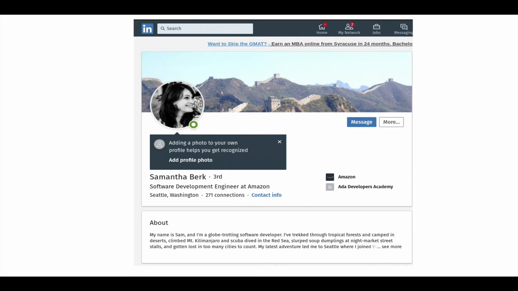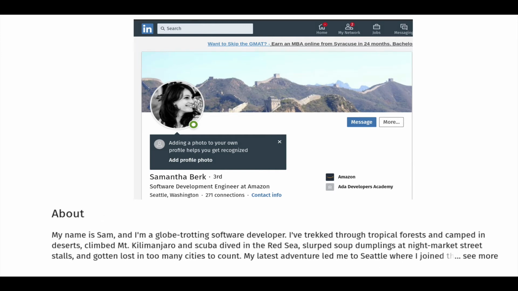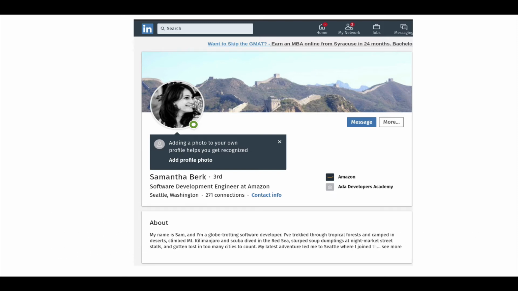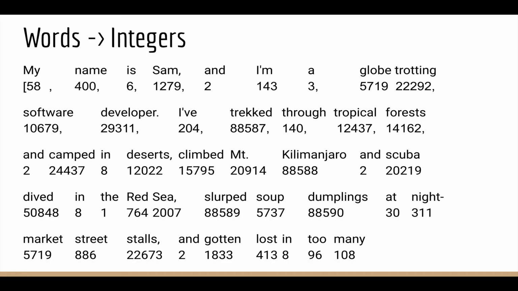Let's take a look at some text. Here's one. This is in LinkedIn, just a description about a person. "My name is Sam, and I'm a globe-trotting software developer. I've trekked through tropical forests and camped in deserts, climbed Mount Kilimanjaro, and scuba dived in the Red Sea, slurped soup dumplings at night market street stalls, and gotten lost in too many cities to count. My latest adventure led me to Seattle, where I joined blank, blank, blank." A much more interesting life as a software developer than I have had.